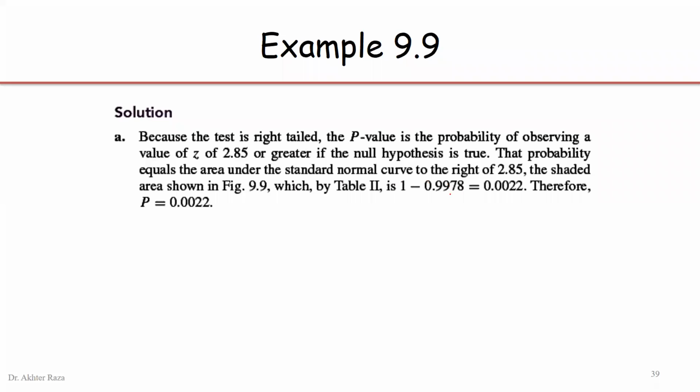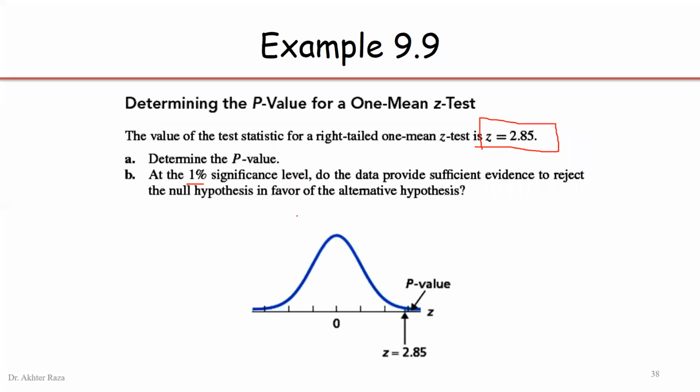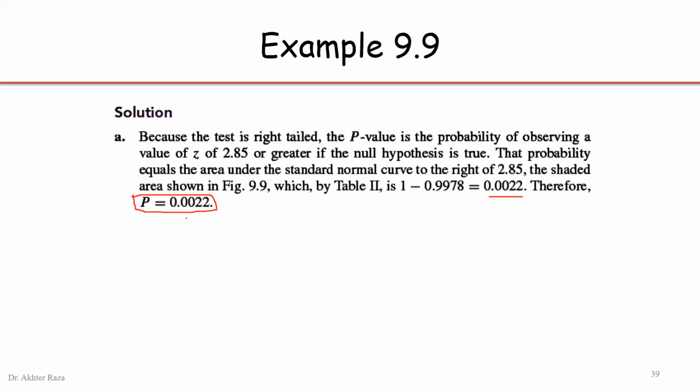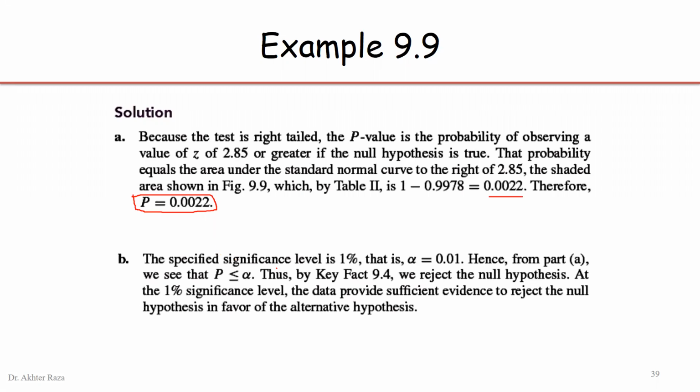So we have 1 minus 0.9978, and this is 0.0022. The 0.0022 is what? This is the p-value. Then you have to compare the p-value with alpha. Your alpha is 1%, 0.01. So 0.01 is to be compared with 0.002. The p-value is less than alpha. The conclusion will be: at the 1% significance level, the data provides sufficient evidence to reject the null hypothesis in favor of the alternate hypothesis.